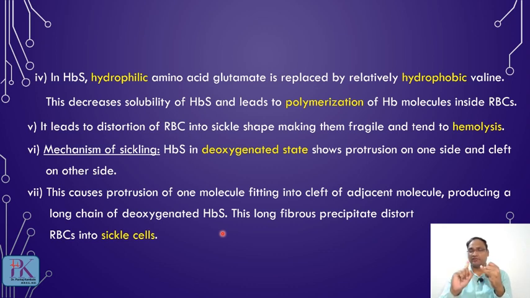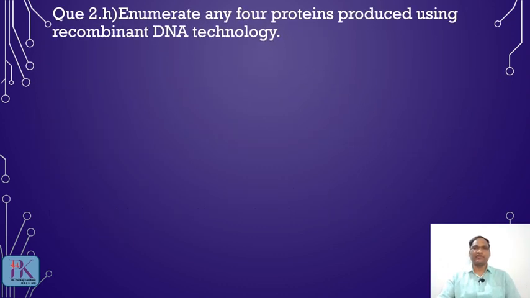The question asks for an example of hemoglobinopathy related to point mutation, and what the point mutation is. Why should you write this? Because it is not mentioned what is expected. So just write the mechanism of sickling, what happens due to the change in the amino acid sequence. That is more than enough for 2 marks. Next, let's see the next question.